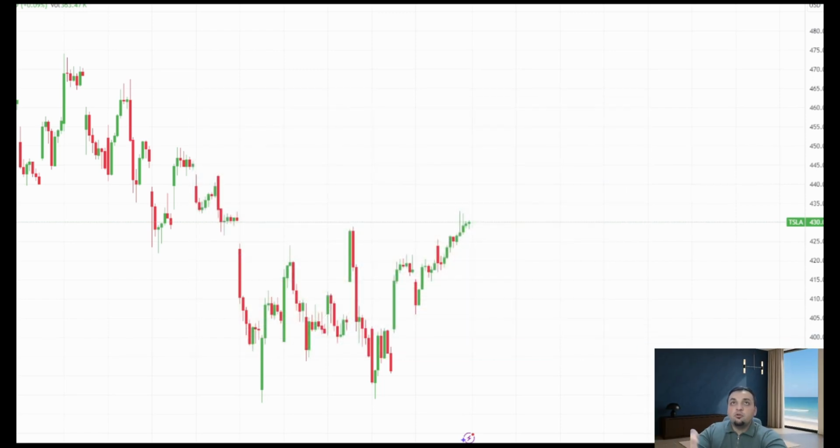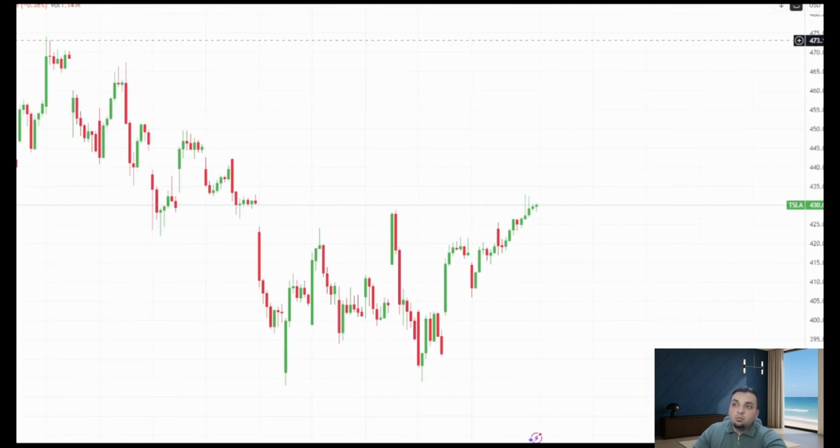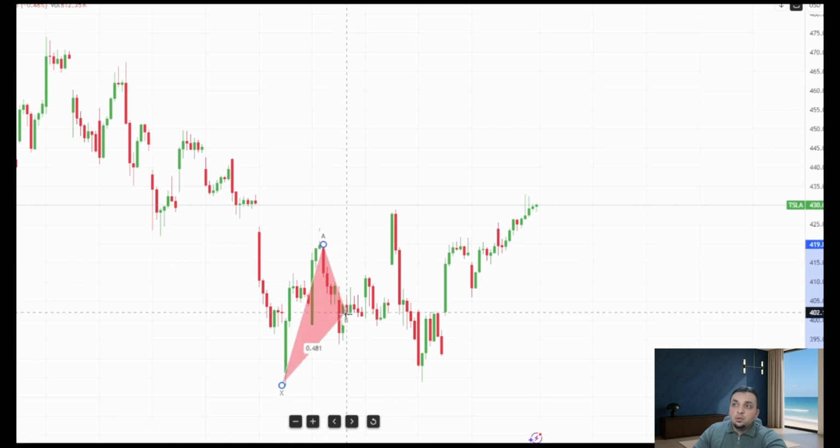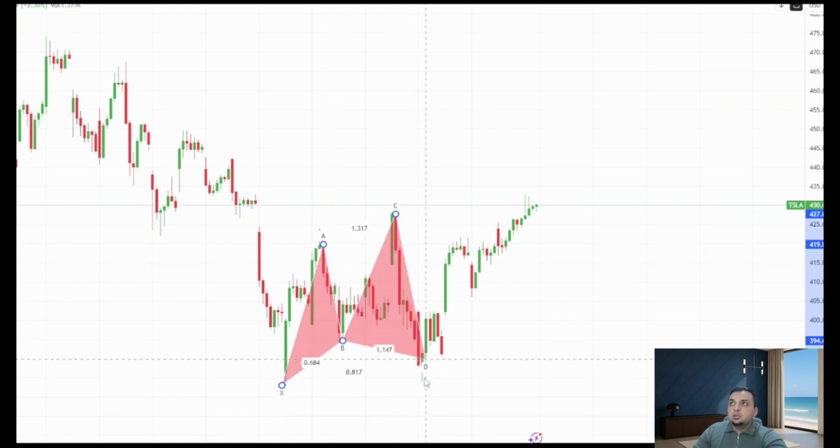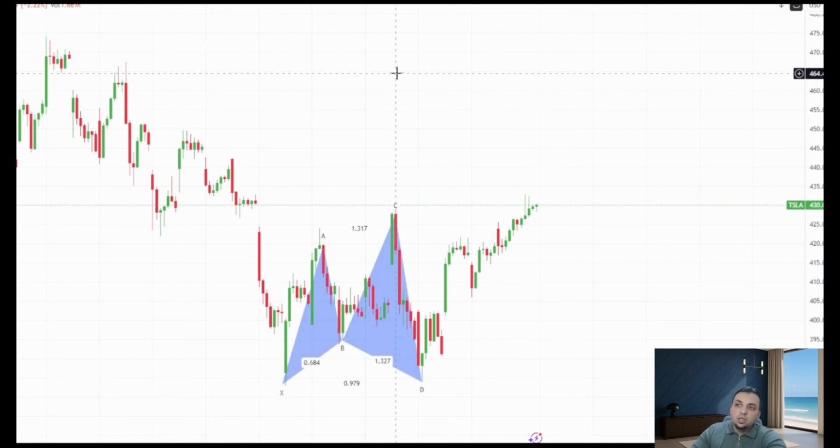Okay, so as of right now, I am looking at Tesla on the 1 hour time frame, and I see a very interesting thing right here. So I see that we have a harmonic bullish pattern, X to A to B, B to C, and C to D. Let me just change the color real quick. Okay, so we have a harmonic bullish pattern.